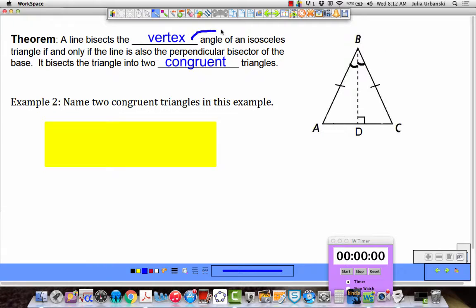The vertex angle is this one, because you'll see that on problems where it talks specifically about the vertex angle. It's the one that's not congruent to the other two.